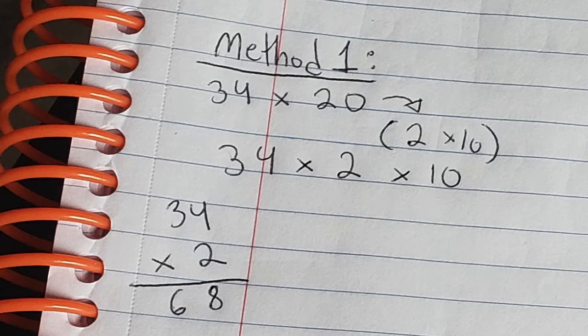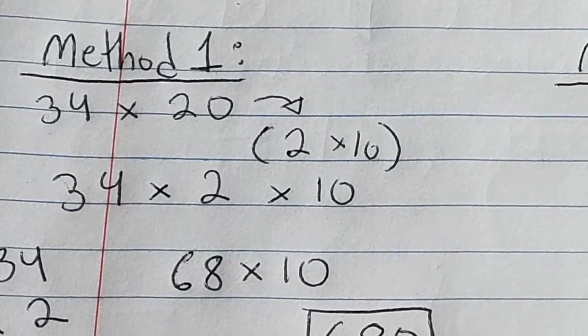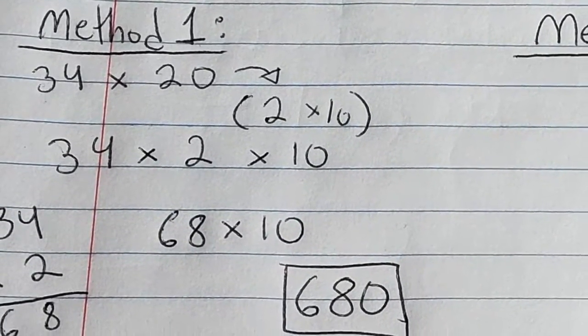We continue on. We do 34 times 2, which I had to do on the side, and we find that is 68. 68 times 10, and we know that anything times 10, we just slap that 0 on the end. So instead of 68, we have 680 for our answer.